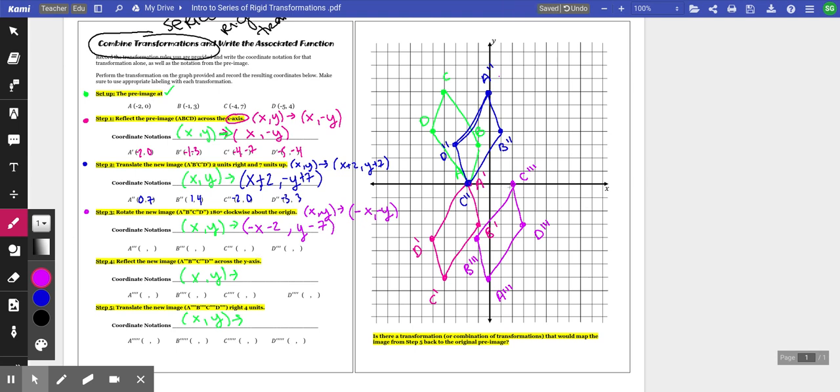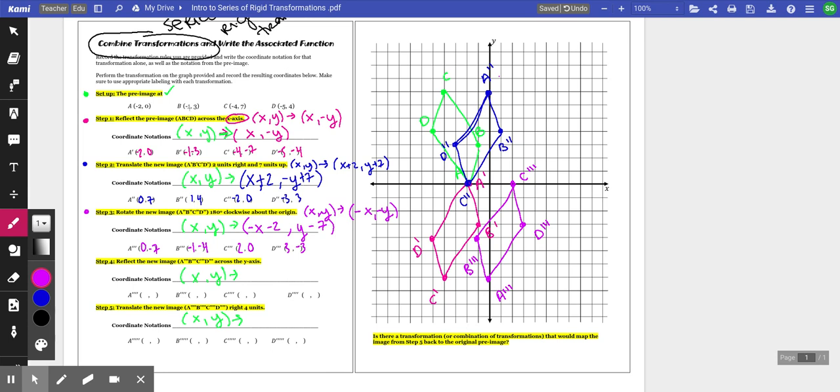So C triple prime was 2, 0. D triple prime was 3, negative 3. B triple prime was negative 1, negative 4. And then A triple prime was 0, negative 7. So I just want to check that this worked. If I plug negative 2 in here, negative 2 is just 2. 2 minus 2 is 0. If I plug a 0 in here, 0 minus 7 is negative 7. Perfect. A triple prime worked.